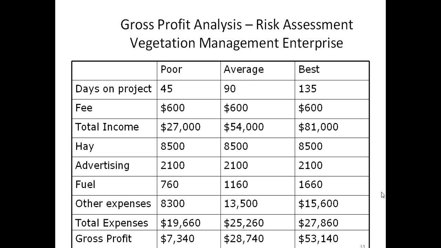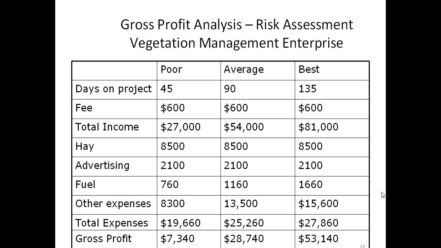So you look at the poor side of the business: if I only had 45 days of the goats out on projects, I'd be looking at a return of a little over $7,000. Now if I can get it up to kind of average, up to 90 days, out to about 3 months, I get to close to $28,000. If I can get really good and get a little over 4 months, I'm looking at a $53,000 return.